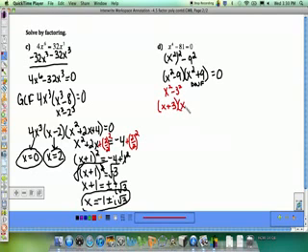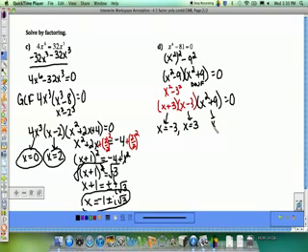I can't do anything with the plus. That one does not factor. The x squared minus 9 will factor. That's a difference of squares. So x plus 3, x minus 3. And then I still have that x squared plus 9.